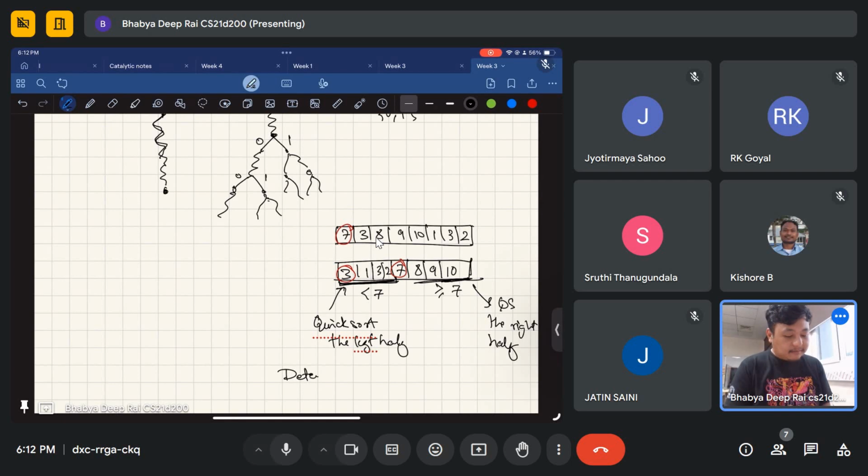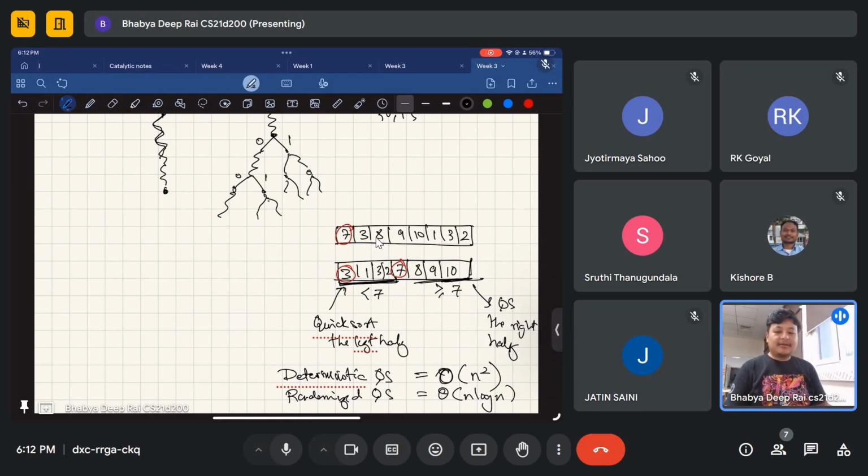The deterministic quicksort, in the worst case, performs n square comparisons. So overall the worst case running time is n square. And the randomized quicksort, the running time on average is n log n. So you get a much better running time using randomization. What do I mean by randomization? The pivots are picked randomly in quicksort. So why use randomization?